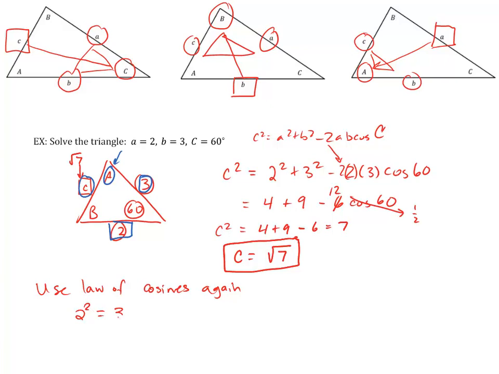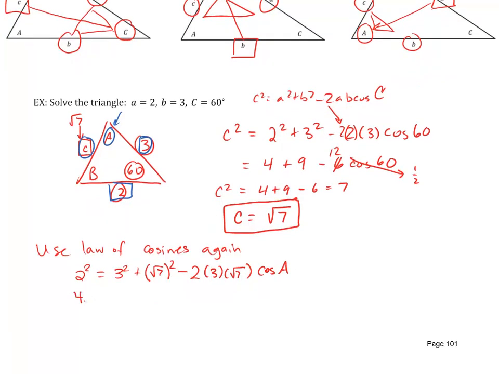would be equal to 3 squared plus c squared minus, which, by the way, c squared is the square root of 7 squared, minus 2 times 3 times the square root of 7 cosine of capital A. So that's 4 equals 9 plus 7 minus 6 square roots of 7 cosine of A. So this becomes 16. So subtract 16 to the other side. I get negative 12 is equal to negative 6 square roots of 7 cosine of A.